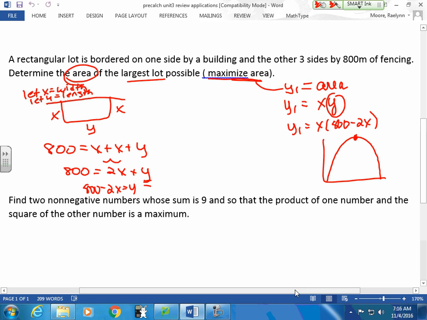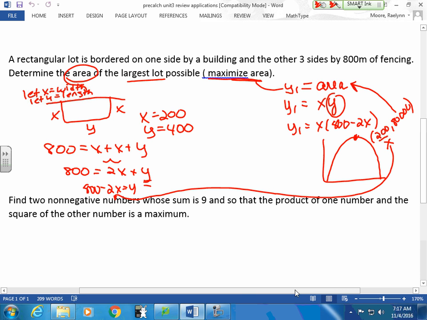Did you guys get 200 and 400? Or no? You couldn't put this on your calculator? 80,000 is this point here. Excuse me, 80,000 is this, right? What does this represent? The area. This is your X value. This X has to come back in here. How did you get the 80,000?